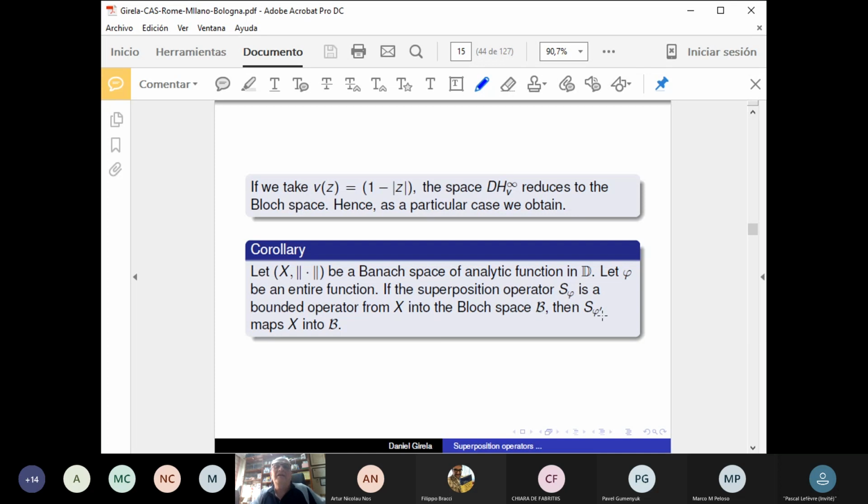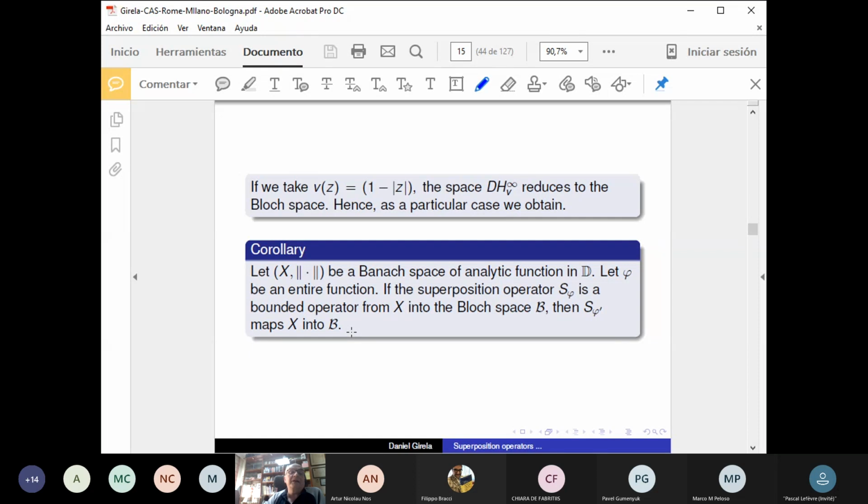In fact, last year I was trying to prove whether this was true for BMOA instead of the Bloch space, and so far I haven't been able to prove it. So as a general theorem, this is what we have been able to prove. We have not been able to prove it for other spaces, such as BMO. For instance, I guess that it has to be true if we put BMO, or Hardy spaces also, instead of the Bloch space here, but we haven't been able to prove it so far.